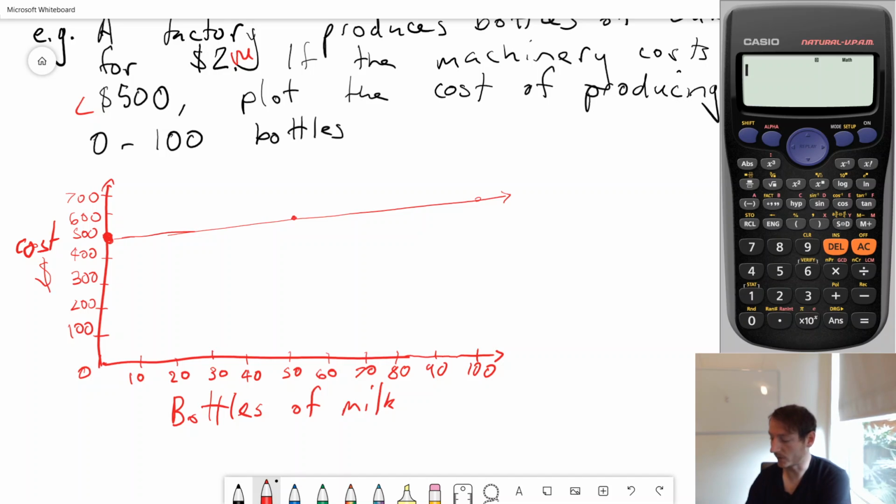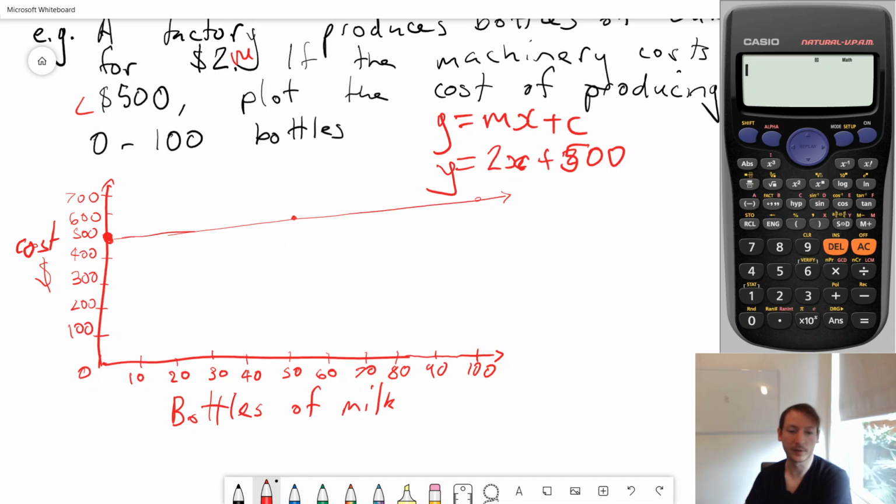You can see it was just the formula y equals mx plus c, but we know this is the y-intercept, the starting amount, so we used 500, and m was the gradient, how much per, and it was $2 per. So y equals 2x plus 500. You can substitute for letters as well. You could say C for cost and maybe B for bottles, something like that, instead of Y and X.